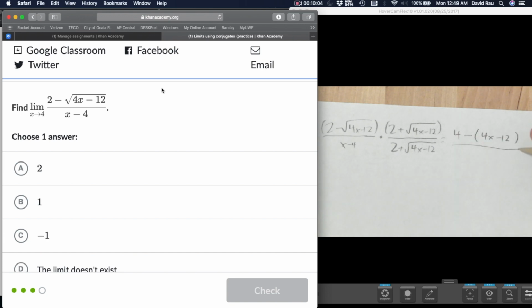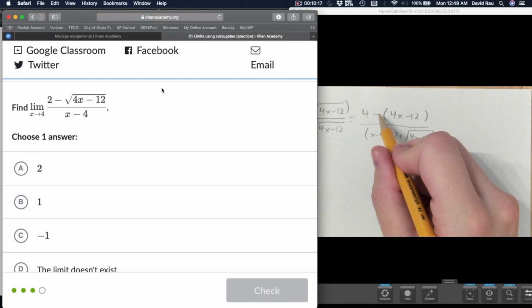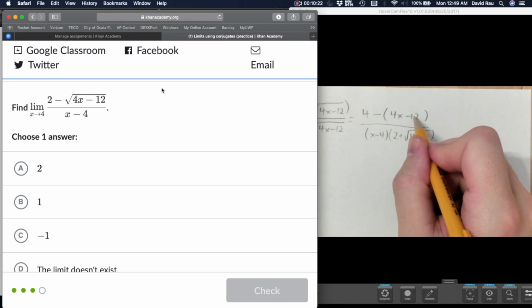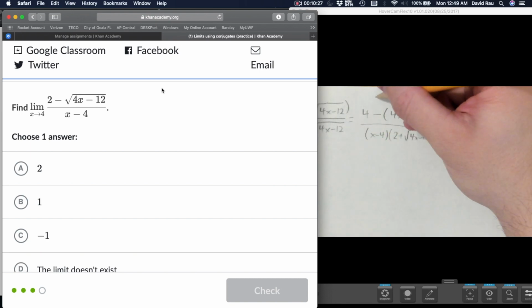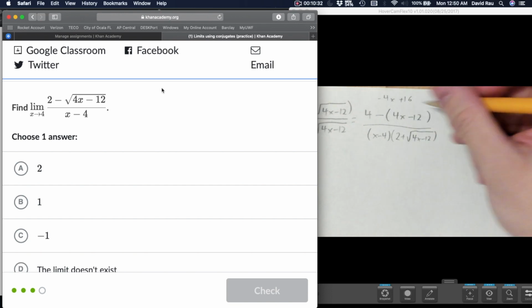Again, all of this is over... don't distribute the non-conjugate pairs. x minus 4 times 2 plus the root of 4x minus 12. Okay, now from there, again, hopefully you would see that this is now -4x plus 12 from a double negative. So we have -4x plus 12, and there's also a 4. So this is really -4x plus 16 when you distribute that all out.